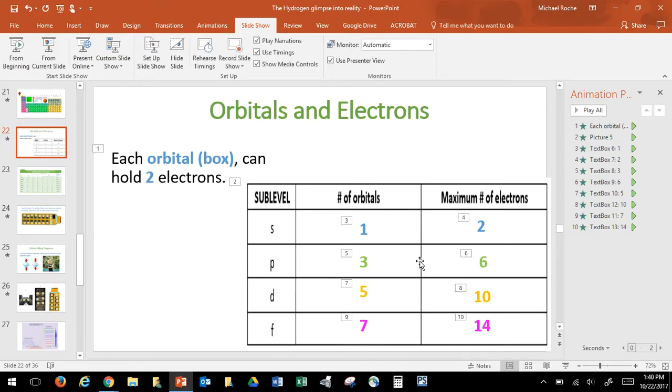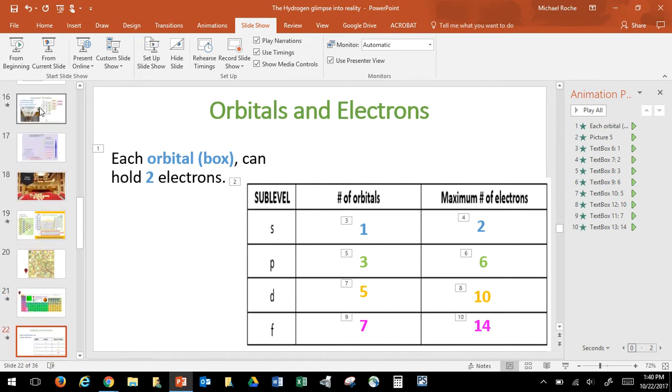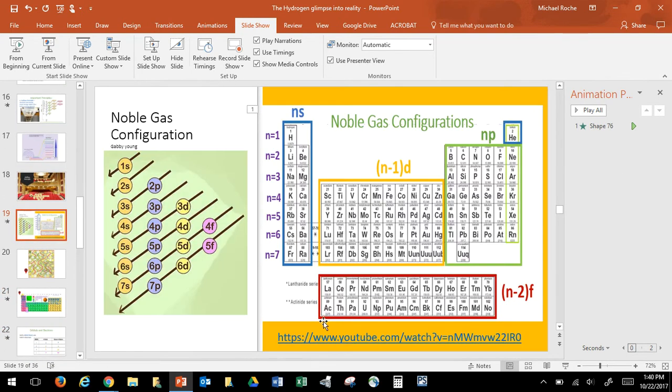So let me just quickly review this. Here is the S area, all of these in helium. There are two elements here. That's why there's two electrons. This is the P area here. There are 6 elements across. That's why it can hold 6 electrons. Here's the D area that can hold 10 electrons because there's 10 elements. And here's the F area that can hold 14 elements and 14 electrons.